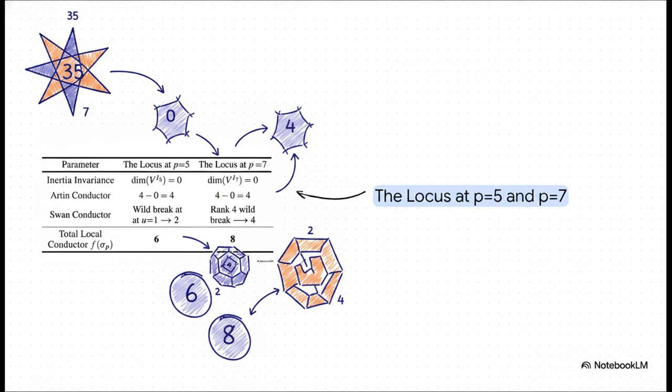At p equals 5, we hit a wild break yielding a Swan conductor of 2. At p equals 7, an even higher order rank 4 break yields a Swan conductor of 4. Summing these rows together, our total local conductors calculate out to exactly 6 and 8.